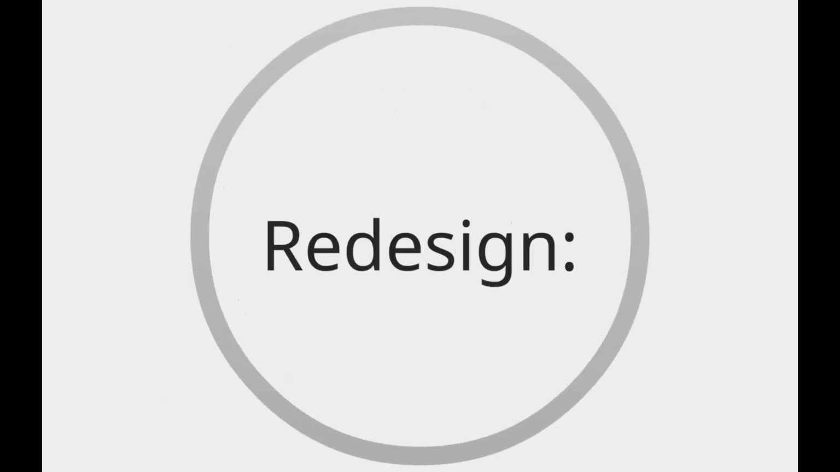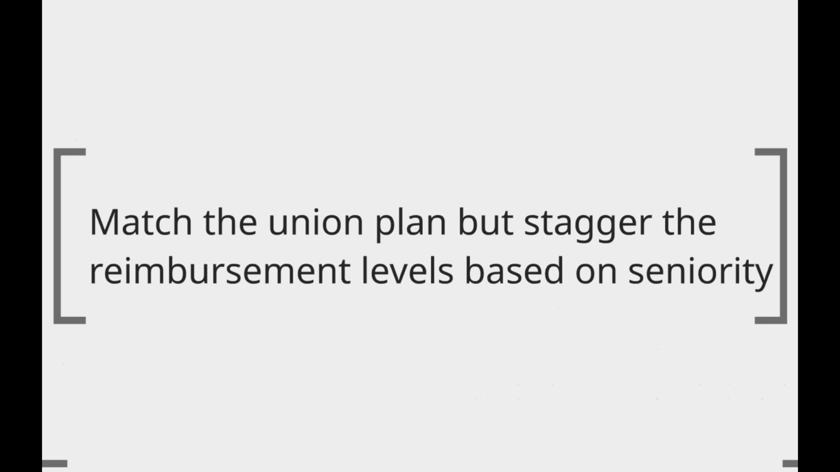And then we had to educate. So we not only had to educate the employer, we had to redesign the plan, and then we had to educate the employees on the new benefit plan, because that was important so they can make an informed decision to either accept this particular redesign of the benefit plan, or to go with the union plan. And education was the key thing there. So the redesign was to match the union plan, but stagger the reimbursement levels based on seniority.